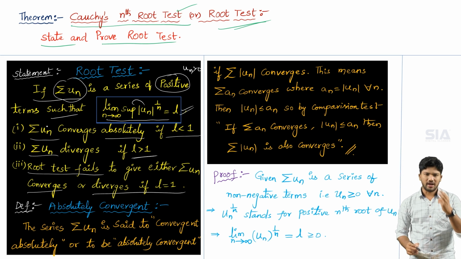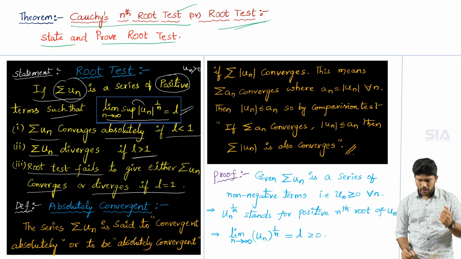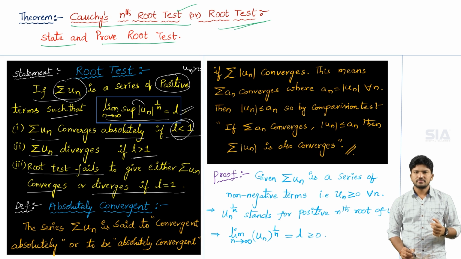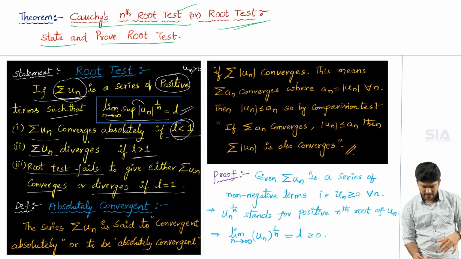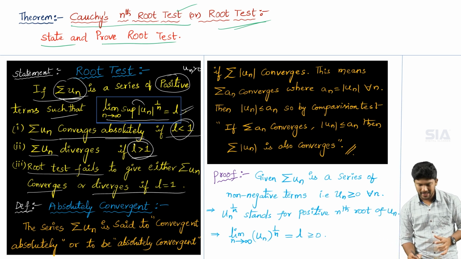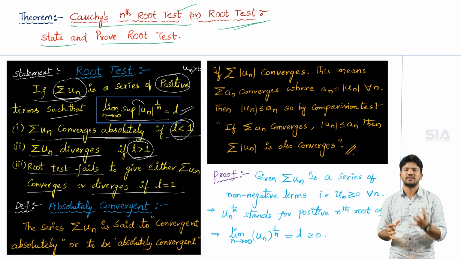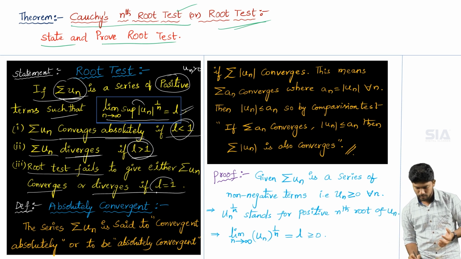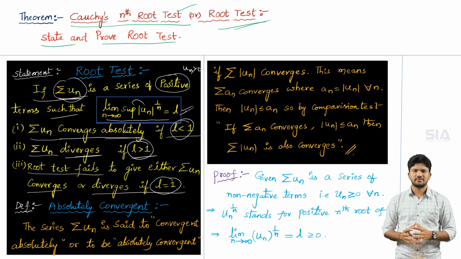Then we have three conditions based on that limit point. If that limit point small l value is less than 1, then we can say that this infinite series converges absolutely. If the limit point small l value is greater than 1, we can say that the infinite series diverges, that means it has a limit point plus infinity. If the limit point l is equal to 1, this root test fails to give the nature of the given series. So this is the statement.